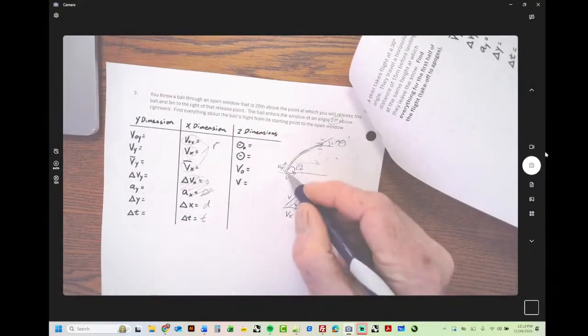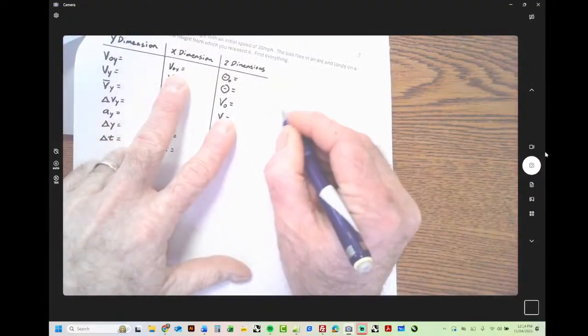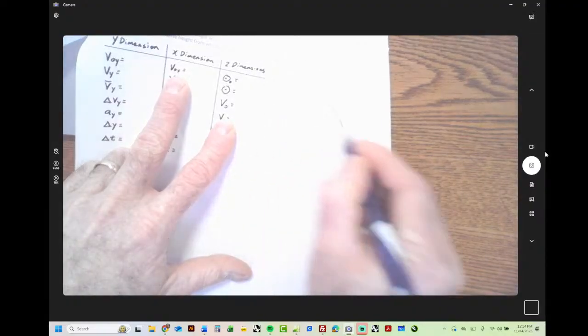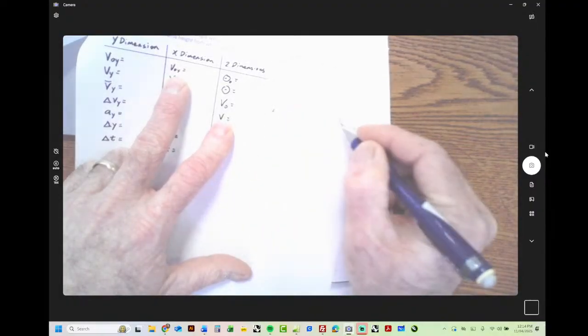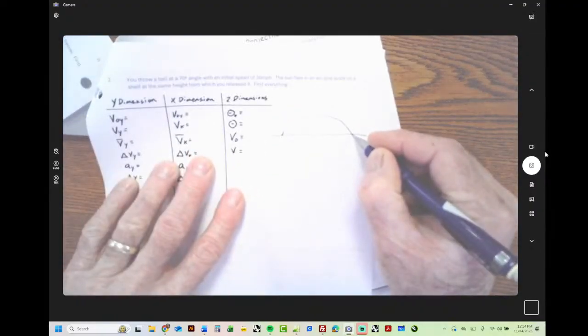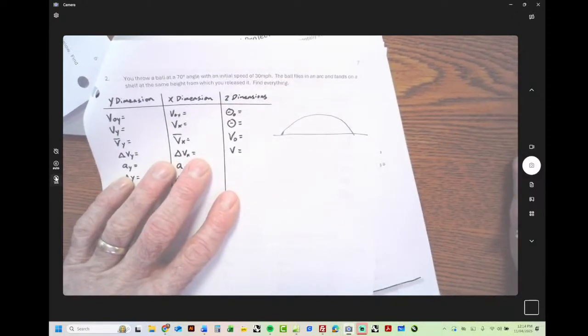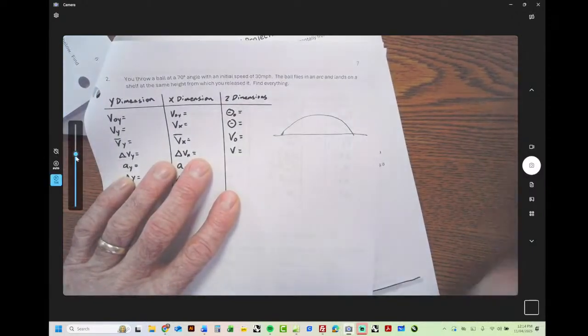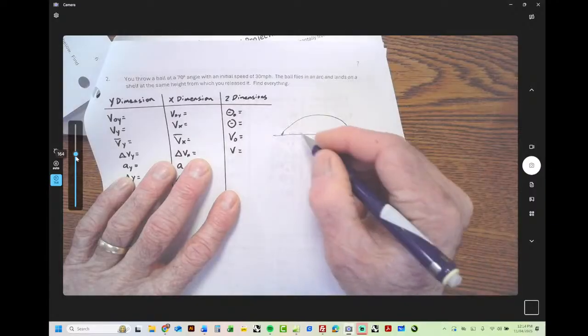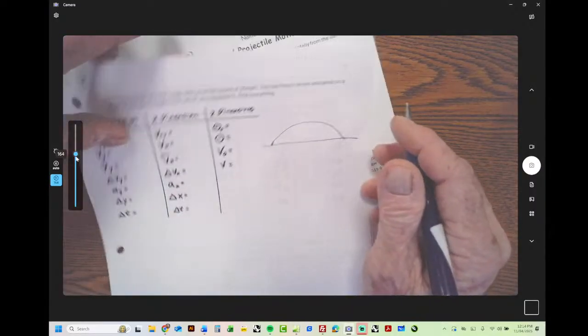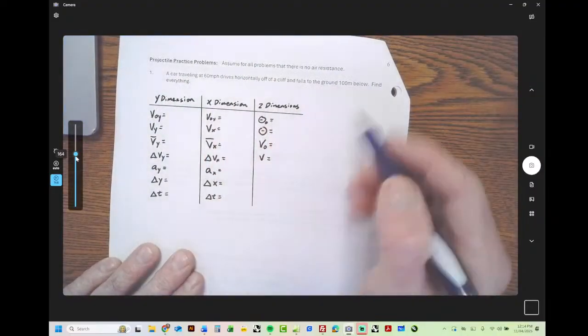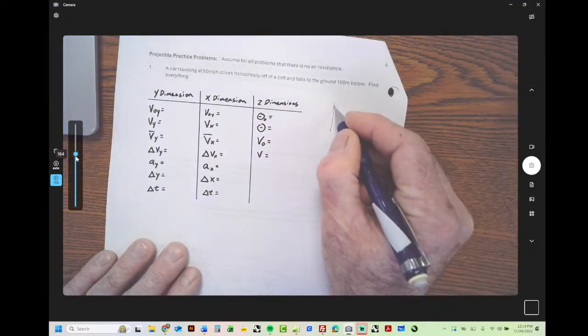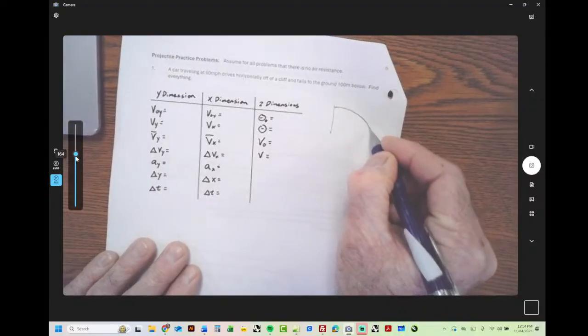So this is an asymmetric problem. This one is what I call a symmetric problem where the range formula works. In a symmetric problem, something takes off and lands at the same height. So that's a symmetric problem. And then there are going to be some problems like a car driving off a cliff. This is going to be half of a symmetric problem.